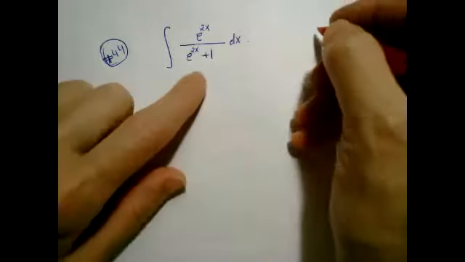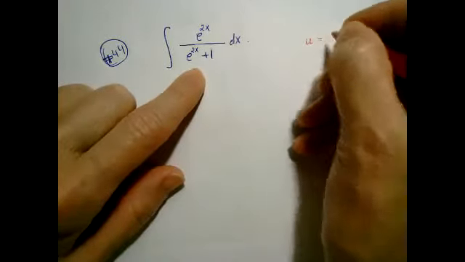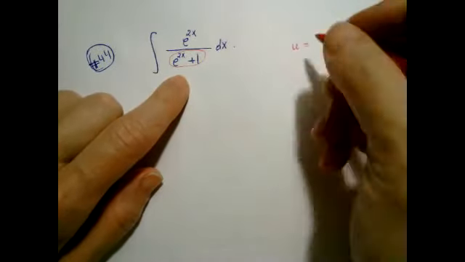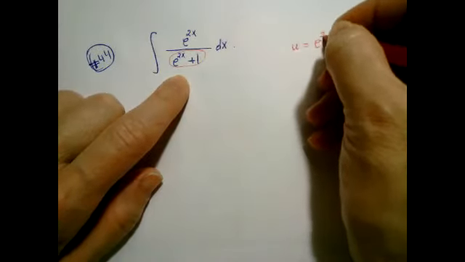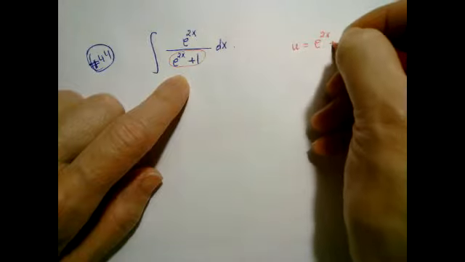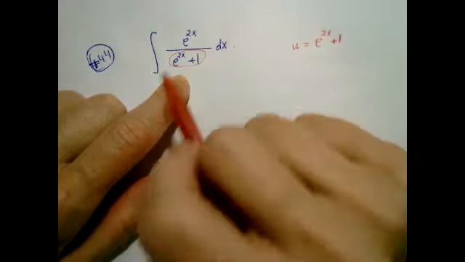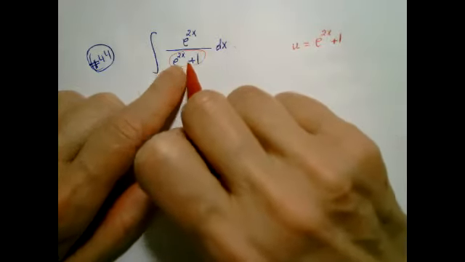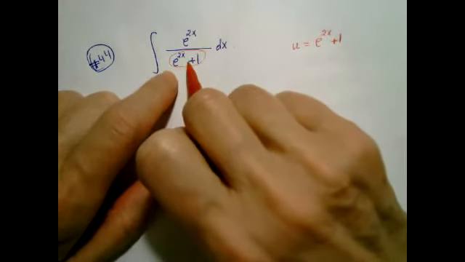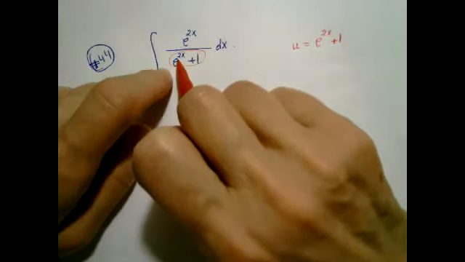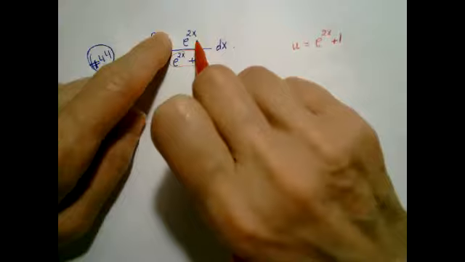A lot of students are suggesting to make u basically the denominator. Is it a good suggestion? Is it a good idea? We always have to connect dots in those problems, so we really have to start thinking. If u is this, e to the 2x plus 1, its derivative is actually right here. The derivative is 2 times e to the 2x, which is really right here.